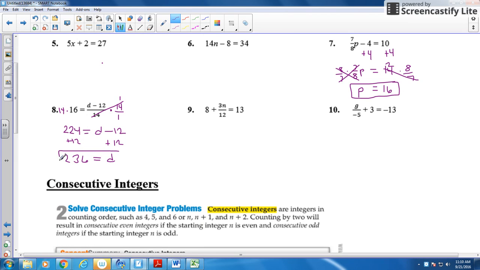And again, I'm not going to show the check step in the interest of time, but of course we would do it. Okay, so what I want you to do right now is go ahead and pause the video and try these other 4 questions that I have up here. And at the end of the video, I'll put the answers up so that you can check your work.